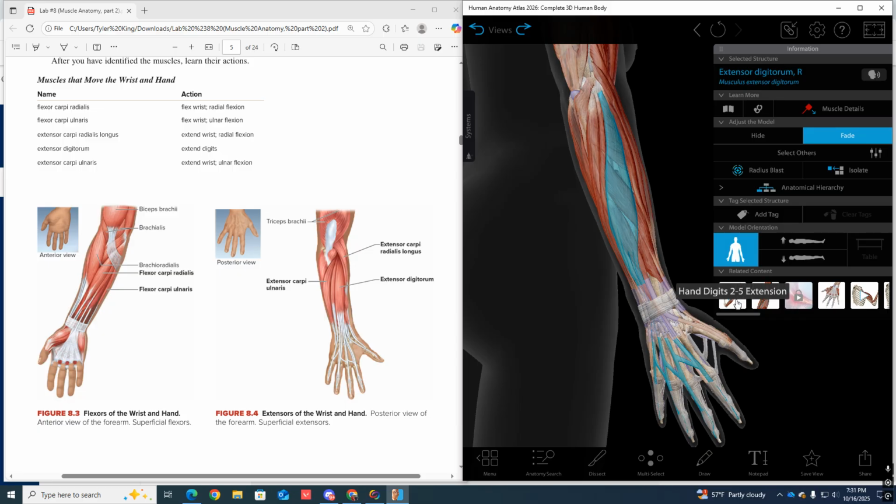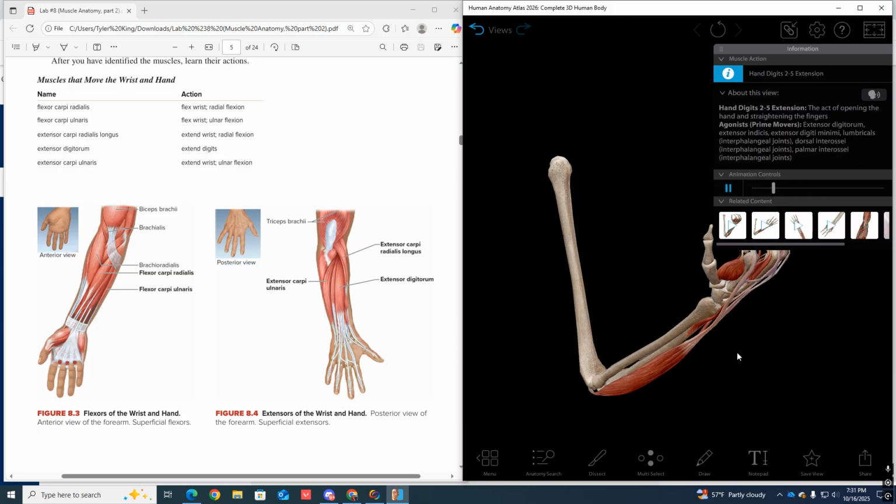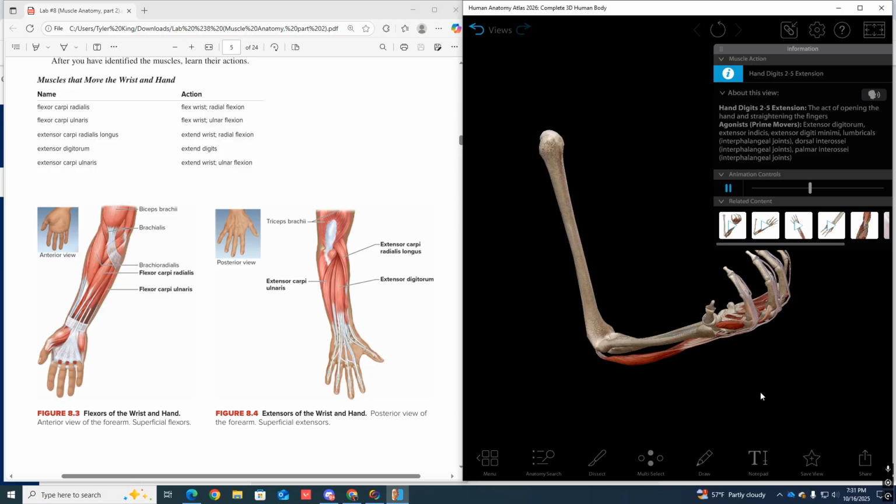What does extensor digitorum do? It's going to extend the digits. And that would be as if we're opening up our hand, okay, as we can see there. So extensor digitorum, opening up our hand. Perfect. Love it.